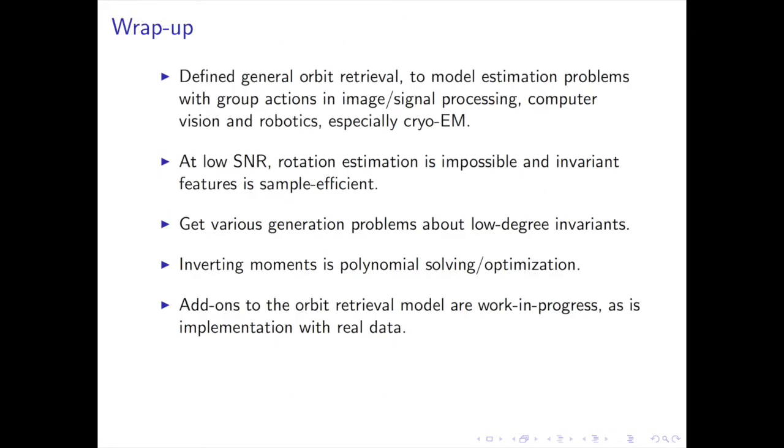So here's the wrap up. I told you about general orbit retrieval. It models estimation problems with group actions, particularly cryo-EM. At low signal to noise ratio, I claimed that rotation estimation is fundamentally impossible, while invariant features is sample efficient. This leads to various algebraic problems about generation by low degree invariants. Actually, inverting moments is polynomial solving or optimization. Things like conditioning come into play.